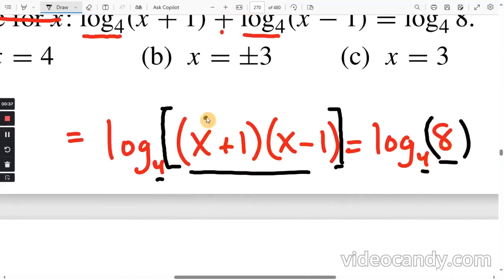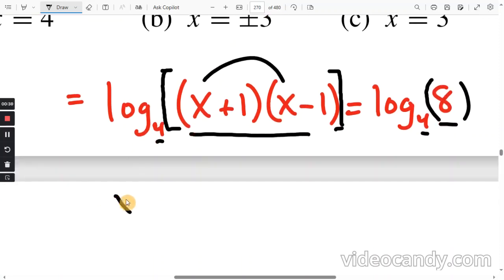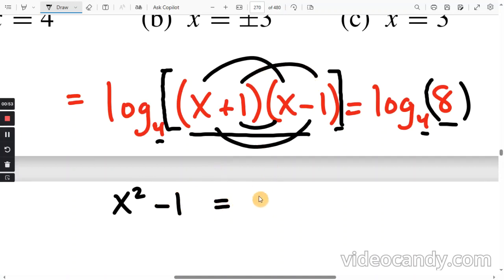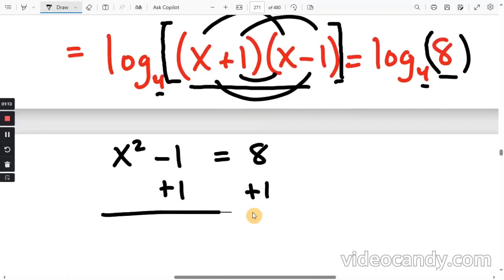So let's use FOIL. All right, x times x is x squared. Inner outer, plus 1x minus 1x. That cancels. And the last term, positive 1 times negative 1 is negative 1. And that is going to equal 8. All right, we lucked out on that one. Since there's no x term, we can just move the other term to the other side. We have an x squared, but that's it by itself. So we can do plus 1 on both sides. We don't have to factor or use the quadratic formula. The 1's cancel. x squared is 9.